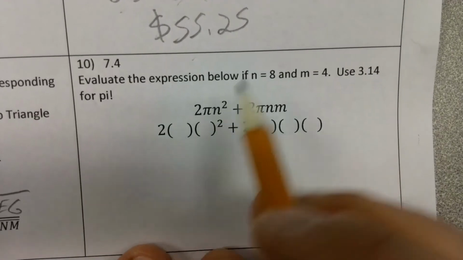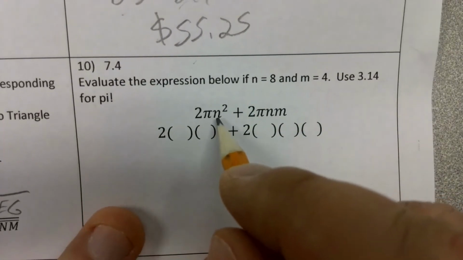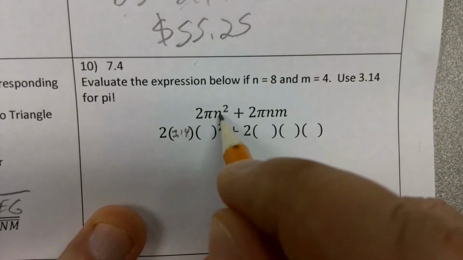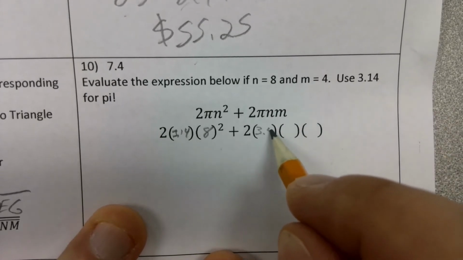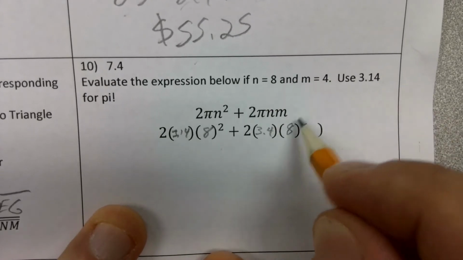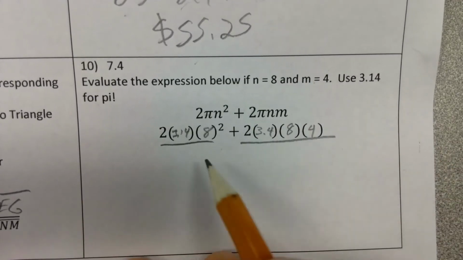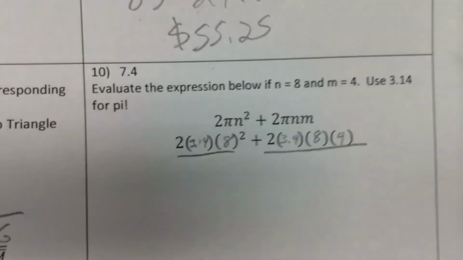Now they say to use 3.14 for this. So this is going to be, instead of pi, I'm putting 3.14. N, I'm using 8. Pi is 3.14. N is 8 again, and M is 4. So I'm going to be typing this in and this in. If you have a Desmos calculator, you could type this entire thing in, and it'll give you the answer.